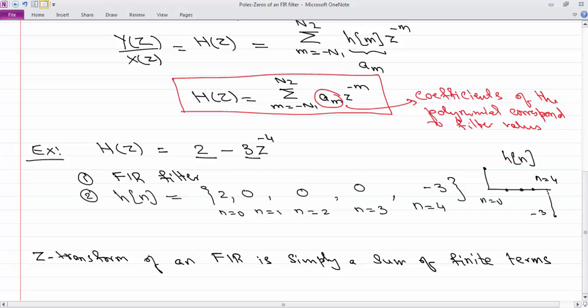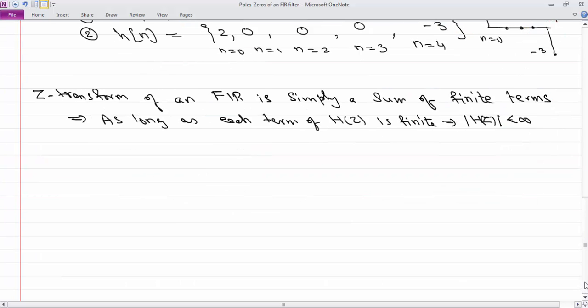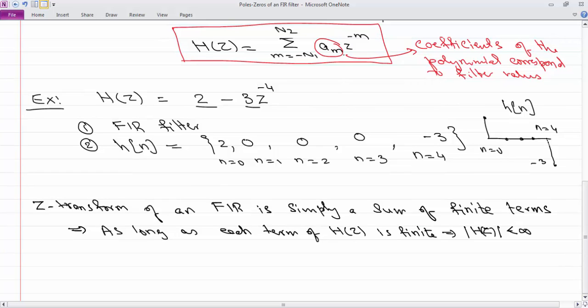Okay, so as long as each term of H of z is finite, this means that H of z will be finite. The absolute value of H of z, right, is going to be less than infinity. Okay. So what are the cases that any of the terms can be infinite? What are those cases? Well, there are only two cases.